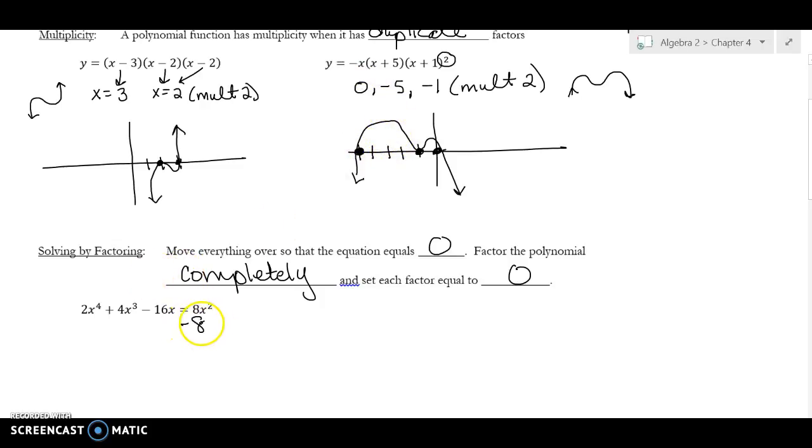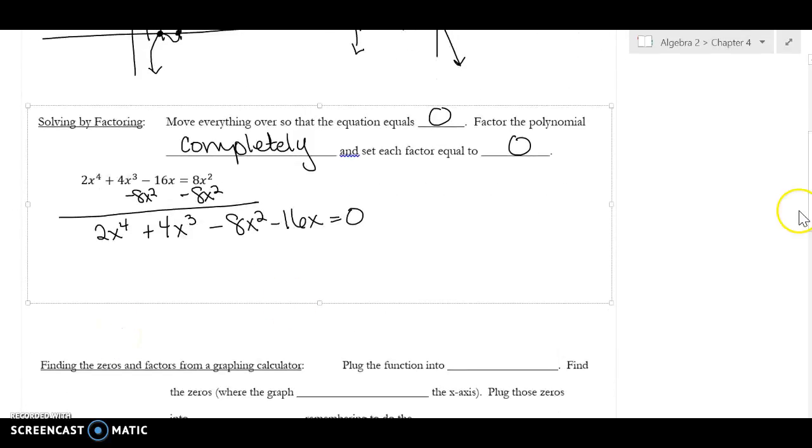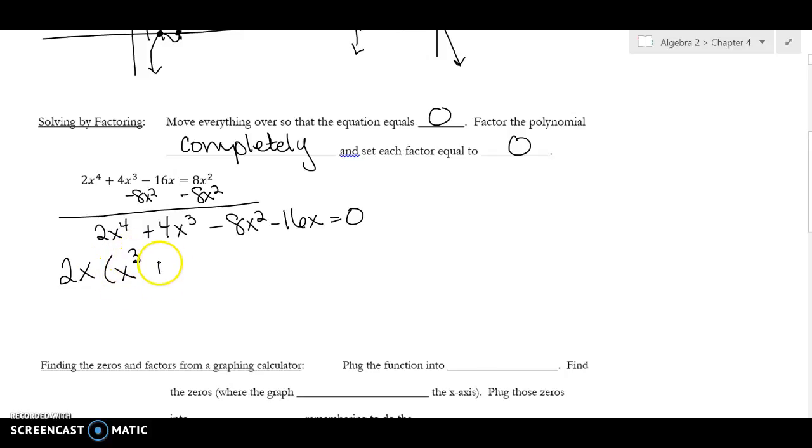Okay, so I need to move this over, and it's going to go right in between. And so what I have is 2x to the 4th plus 4x to the 3rd minus 8x squared minus 16x. Now what should happen is because I have up to the 4th, that means I should have 4 answers. So the first thing I'm going to do is, if you notice, they all have an x, so I can factor out an x. Also I just noticed that they all are divisible by 2, so I can also factor out a 2. So I'm going to get x to the 3rd plus 2x squared minus 4x minus 8.